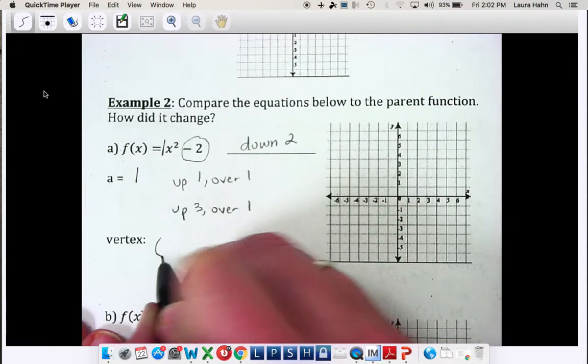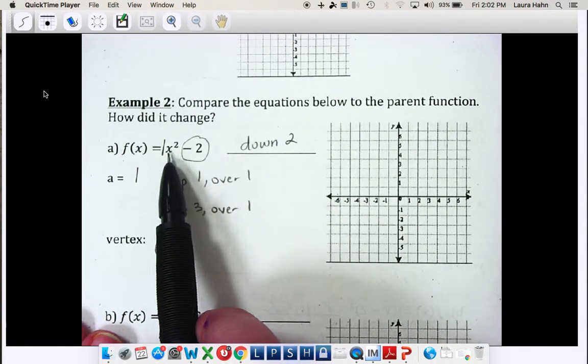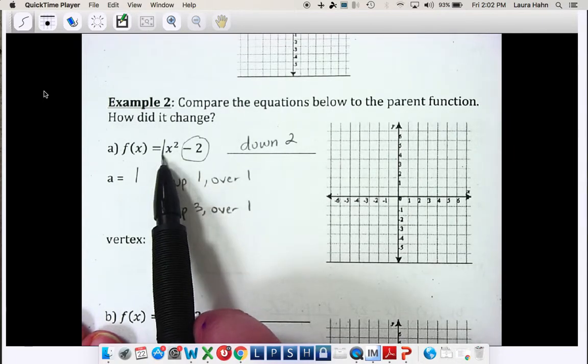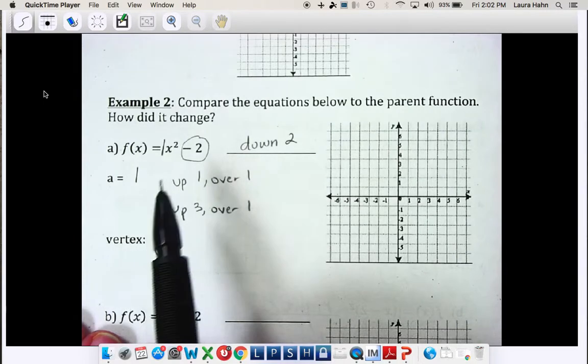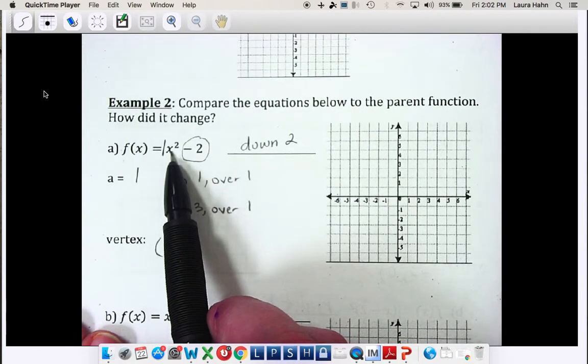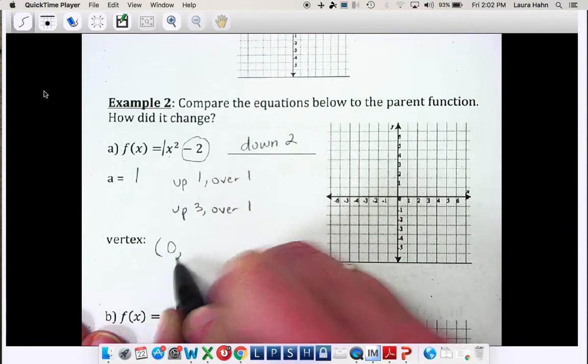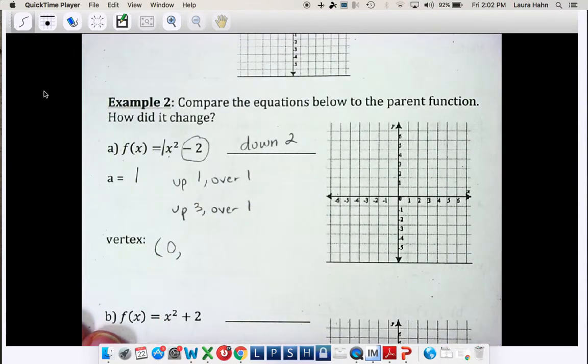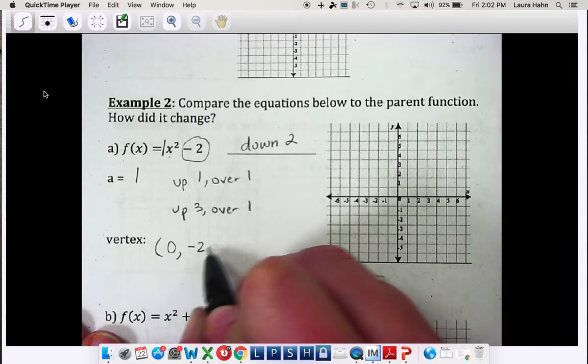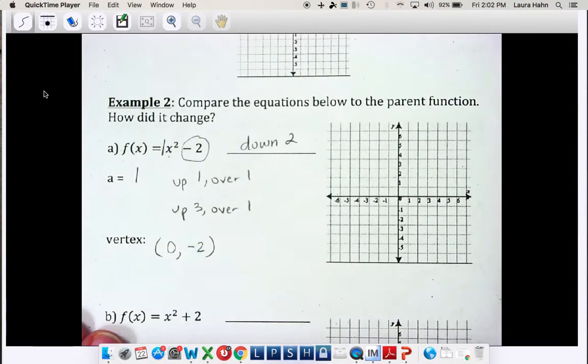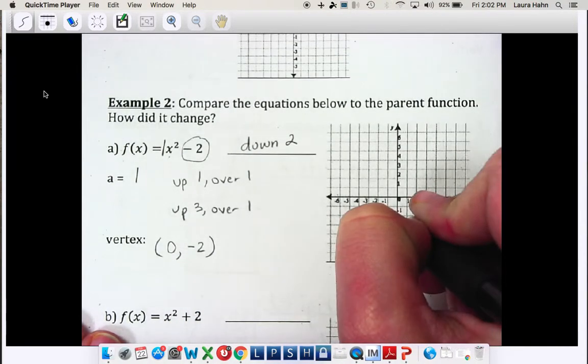Okay, to find my vertex, I look by the x. Notice there is nothing being added or subtracted to the x. Remember, your a value and your x value are not the same. So there's nothing being added to the x, there's nothing being subtracted to the x, so my x value is 0. Your y value you get from the very end, which is a -2. So my vertex is at 0, -2.